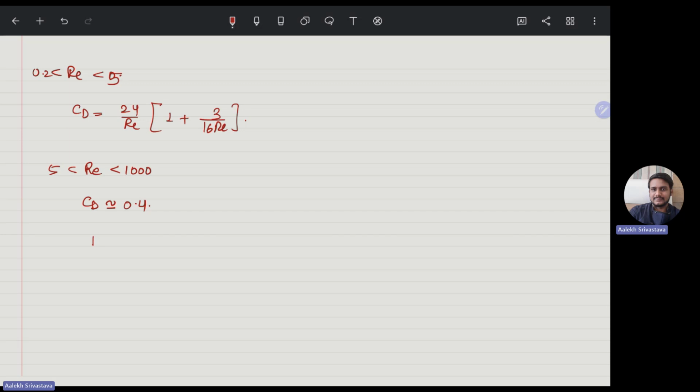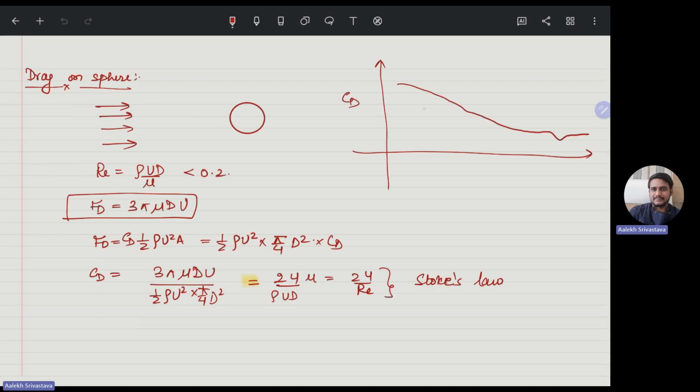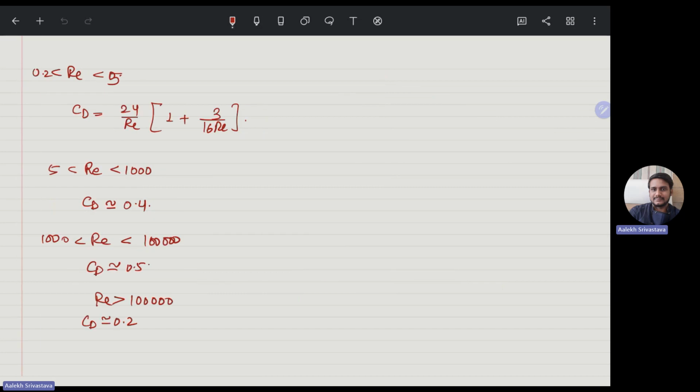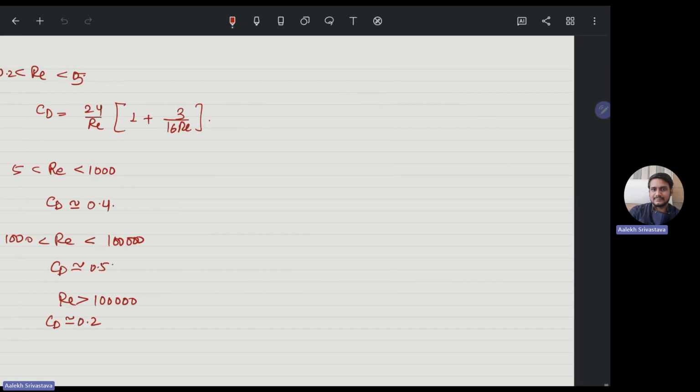And for Re greater than 1000 and less than 1 lakh, CD is again nearly constant at 0.5. And for Re greater than 1 lakh, your CD is equal to 0.2. So for different types of flow you will get different CD, because as I had shown, it will decrease from a large value to a small value. So we will solve one question.